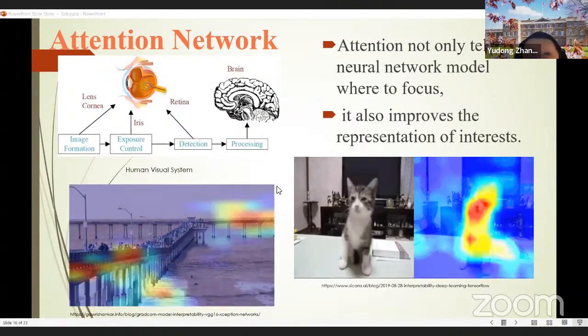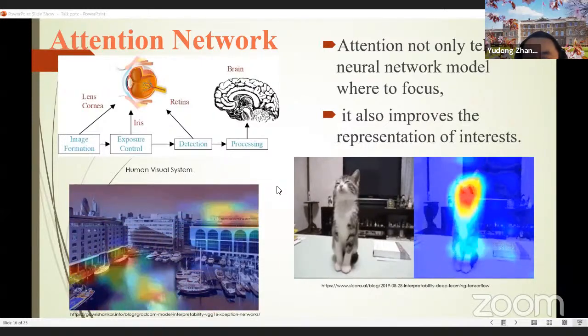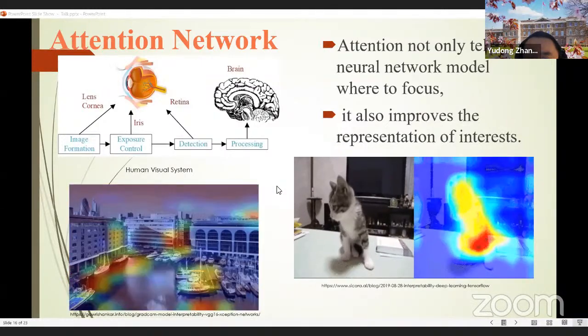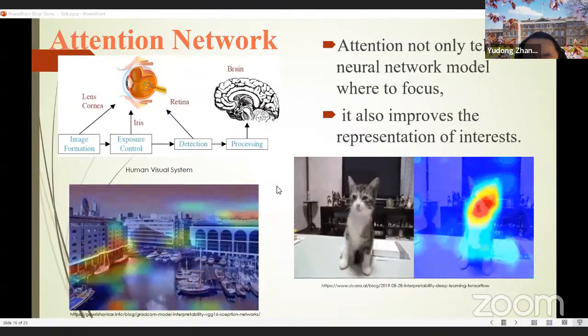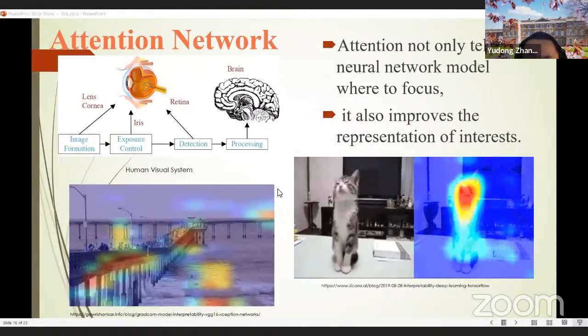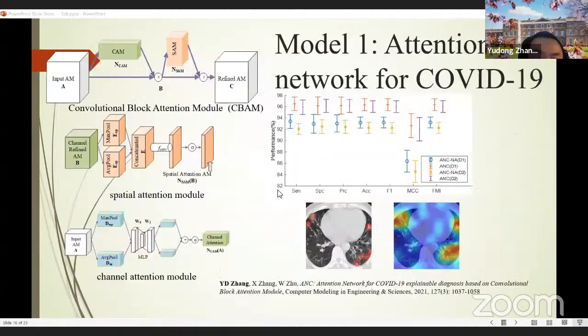The attention network is another important network because the attention network can not only tell the neural network model where to focus, but it can also improve the representation of the interest. And in our field of the COVID-19 diagnosis, we develop 2 models. The first model is that we try to combine the C-band with the attention module.